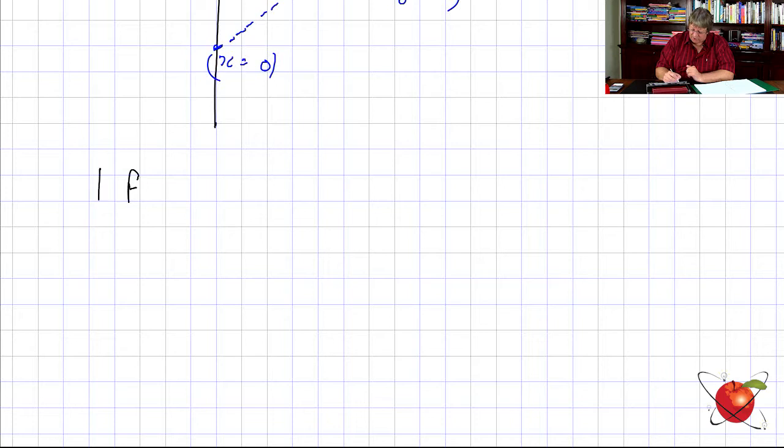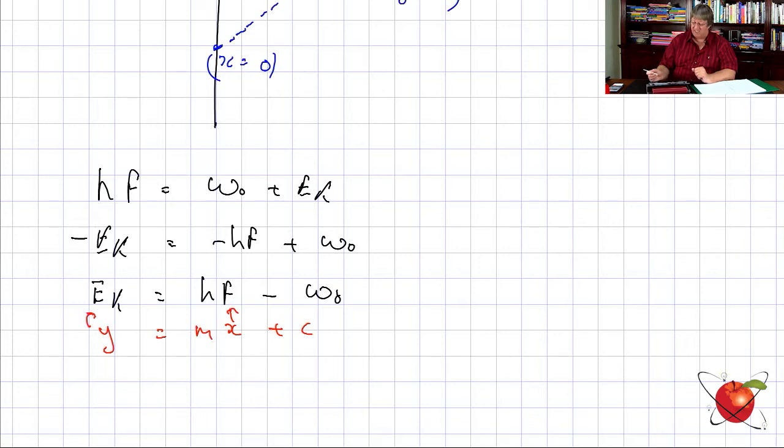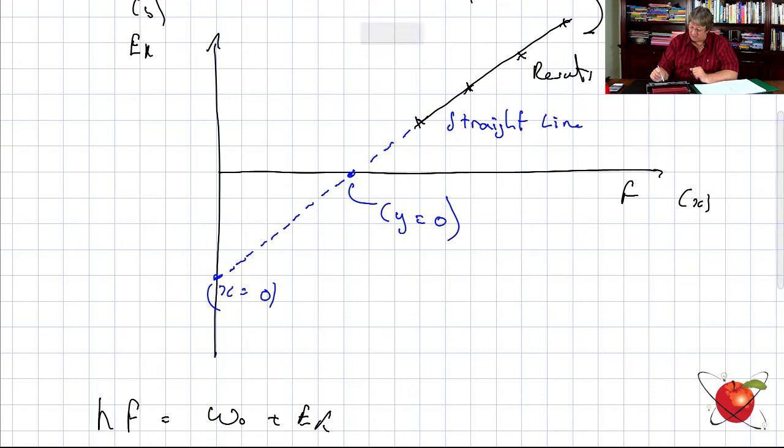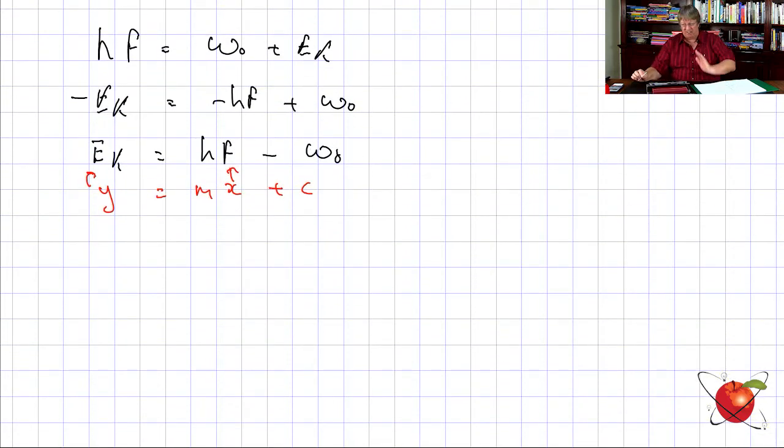We said that, remember, hf is equal to W0 plus EK. Therefore, minus EK is equal to minus hf plus W0. Multiplying by minus 1, I get EK equal to hf minus W0. Now I'm going to put in y equals mx plus c. X is the frequency, y is the kinetic energy. Let's go and check. Yes, y is the energy and x is the frequency, so we've put it into a straight line format.